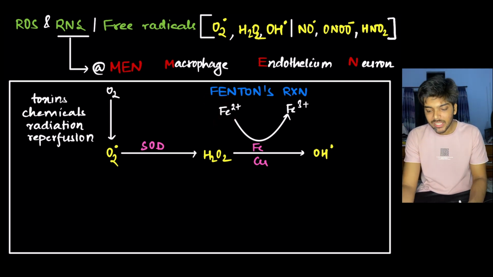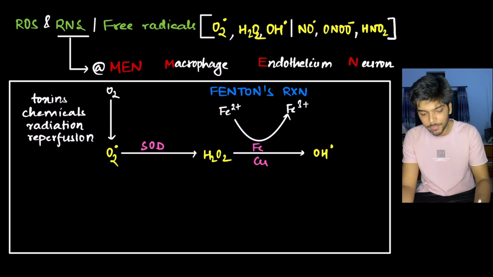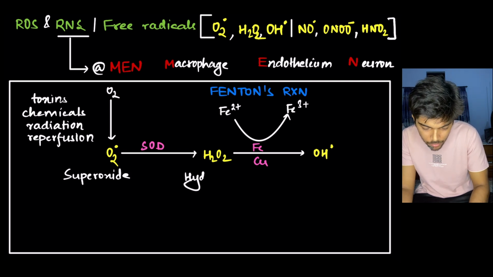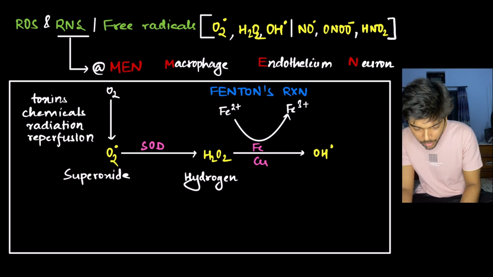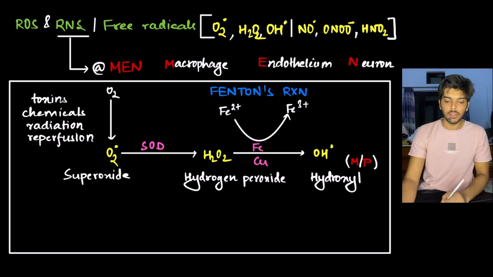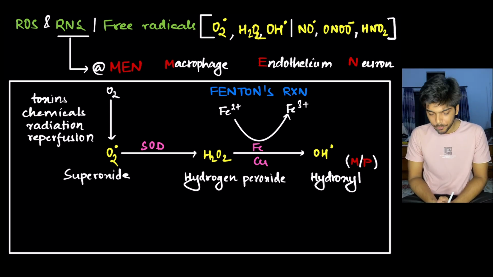With that, there is formation of all three major reactive oxygen species. They are superoxide, hydrogen peroxide, and hydroxyl. Out of all three, the most important or the most significant one is hydroxyl. Most important, that means the most potent. The most potent reactive oxygen species is hydroxyl.